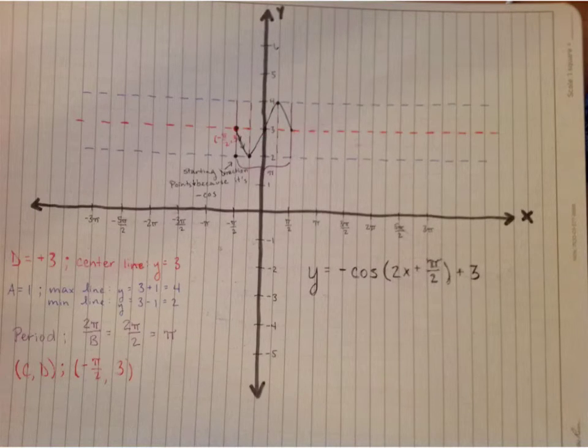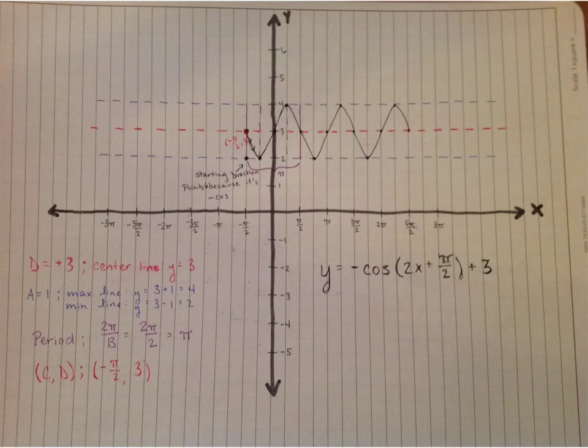I then connected those dots and I got my first cycle of the graph y equals negative cosine of 2x plus pi over 2, plus 3. And here I just continued cycling through this graph.